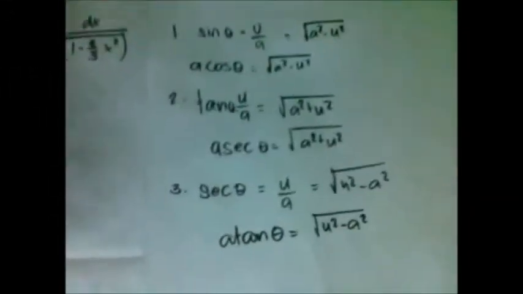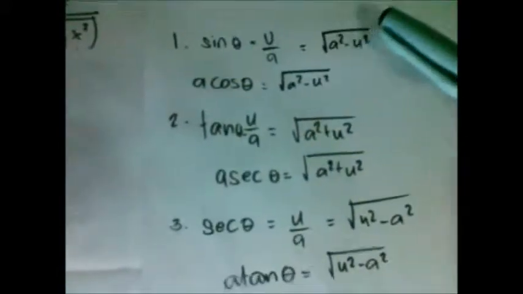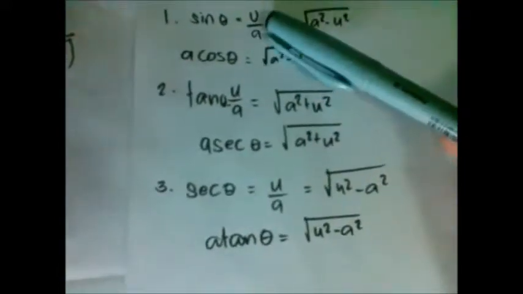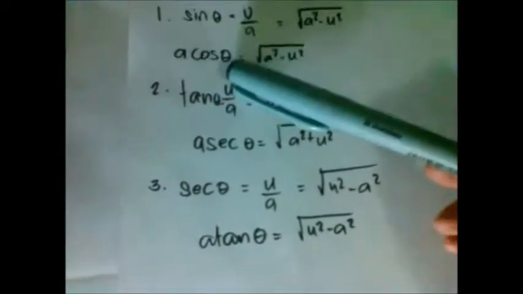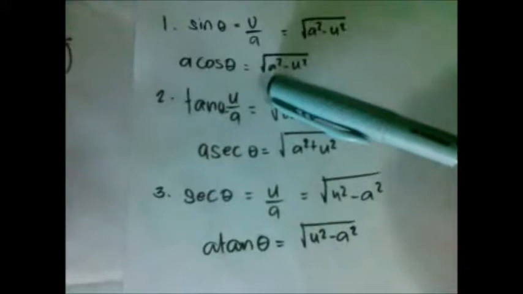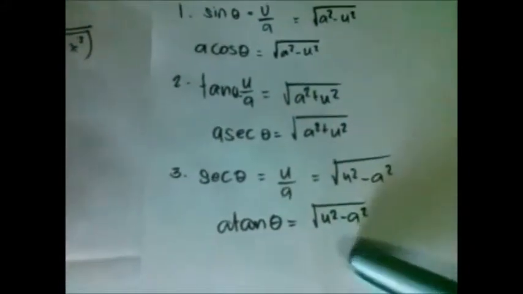So to make the explanation more concise, I created a chart wherein it shows the different values of sine. It will be u over a, which is equal to the square root of a squared minus u squared, a cosine theta, which is a squared minus u squared, and so on for the other values.